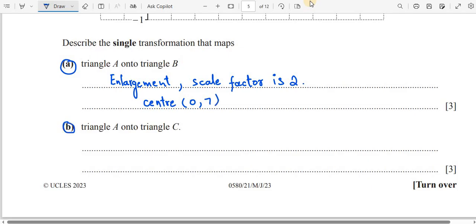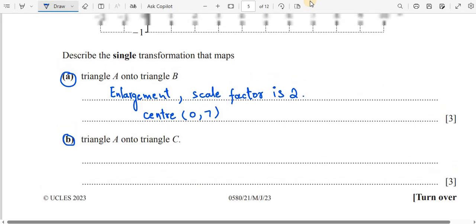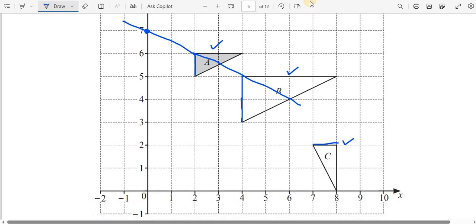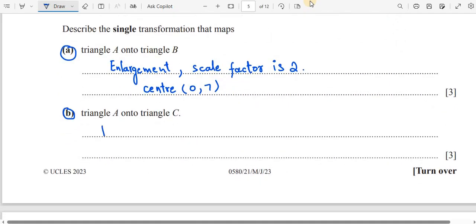Part B, triangle A onto C. This is triangle A and this one is triangle C. This is a rotation of 90 degrees, because this is vertical and this is horizontal, so it is a 90 degree rotation. The third detail is clockwise.